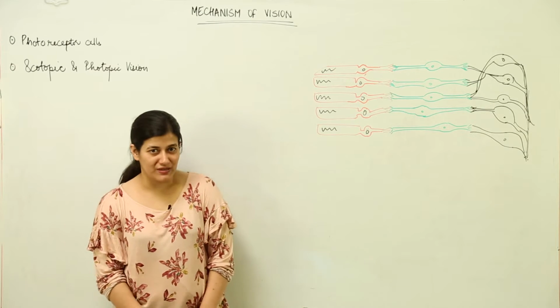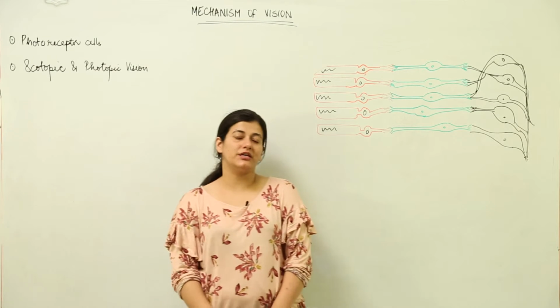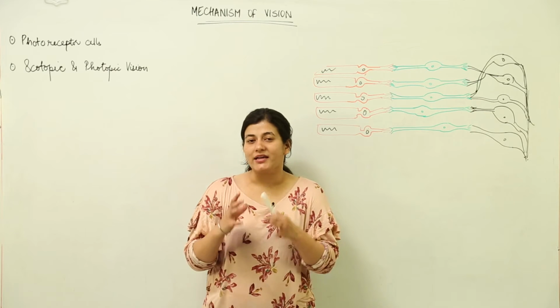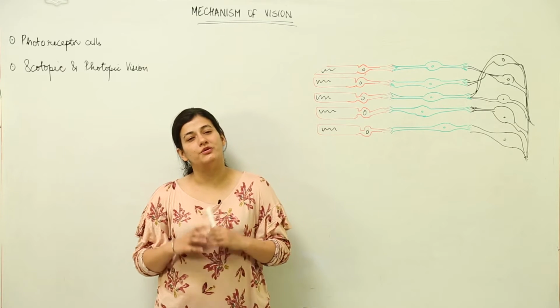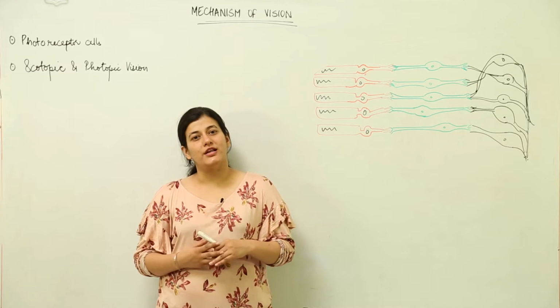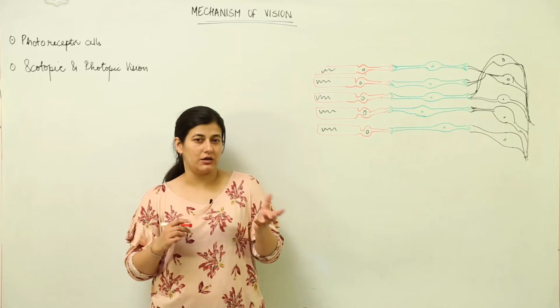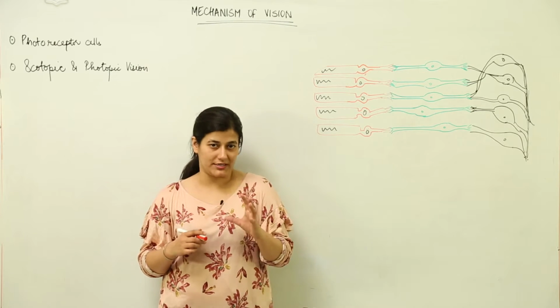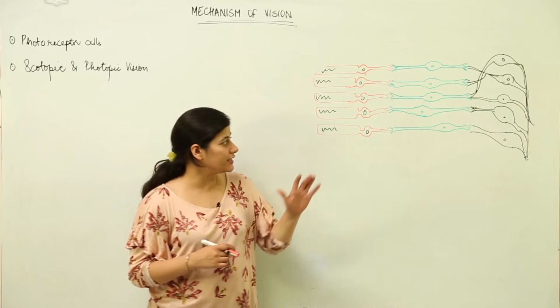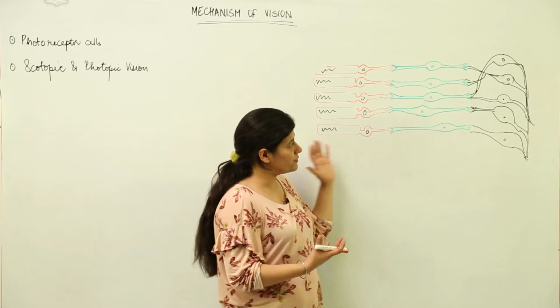Having seen the anatomy of the eye, next we are going to deal with the mechanism of vision. As you know, the image is going to be formed on the retina. So, first of all, let's talk about the cells of the retina, how the cells are arranged in the retina. If you have to dissect a retina, this is my way of presenting it.